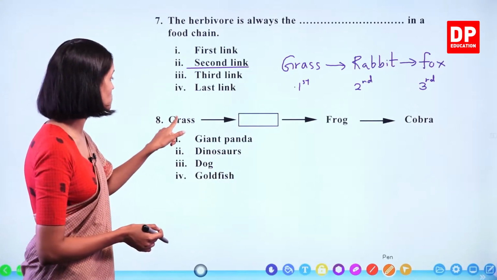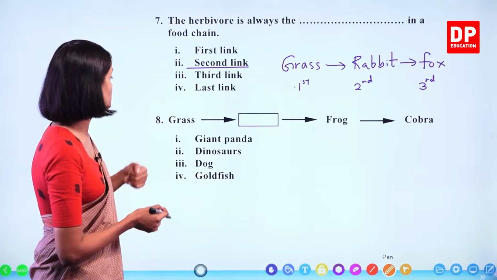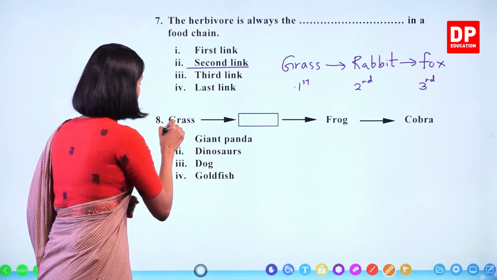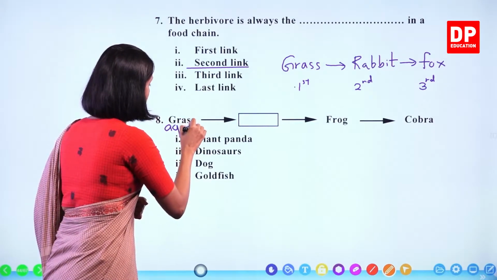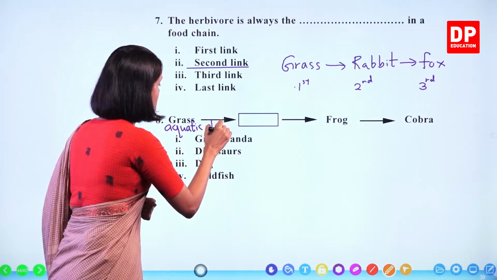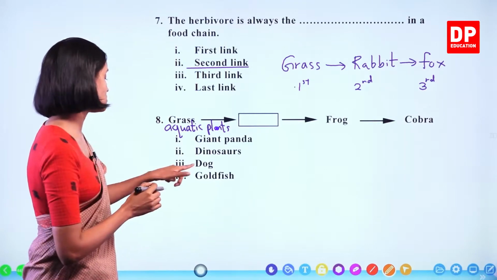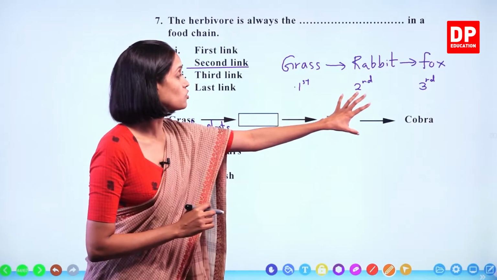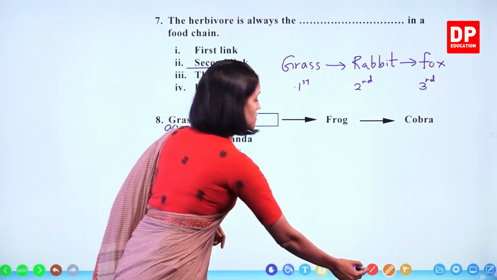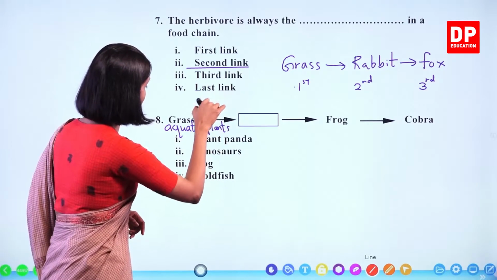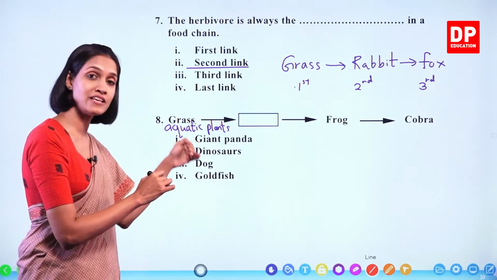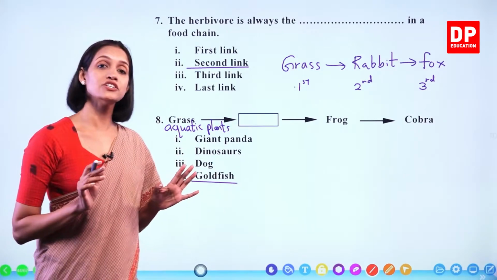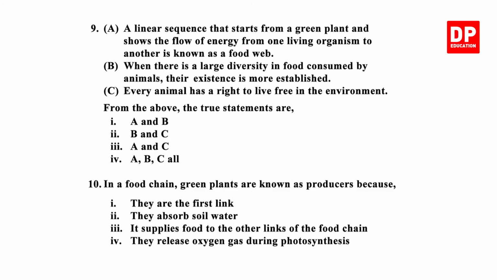Goldfish, now in that case, we have to put this, not only grass, we'll consider this as aquatic plants, right? Aquatic plants. So in that case, we have to take goldfish, right? Because frogs can eat goldfish and then cobra eats the frog. Okay? So in this example, the most suitable answer is goldfish when you consider the next link. Right, children?